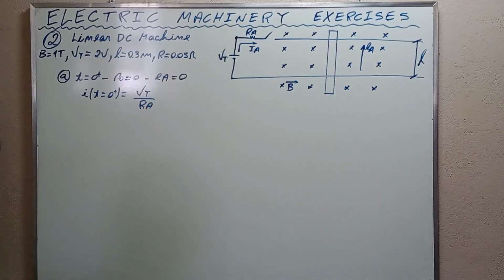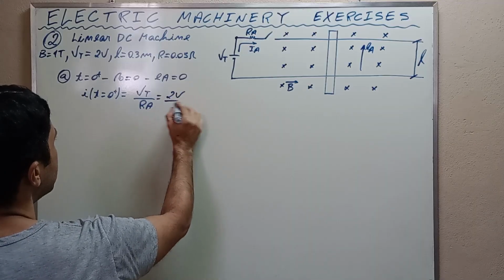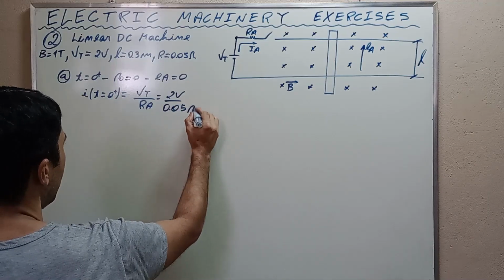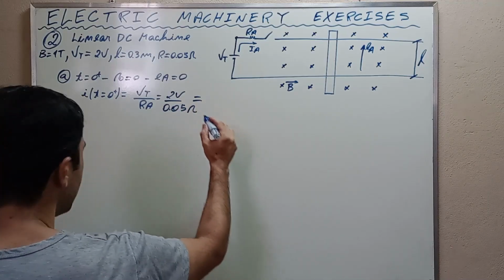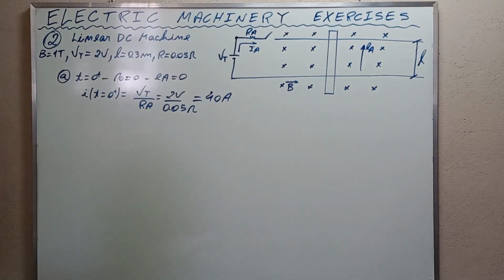And then we find Vt is 2 volts and Ra is equal to 0.05 ohms, and this is equal to 40 amps. This is the initial current. Okay, my friends?